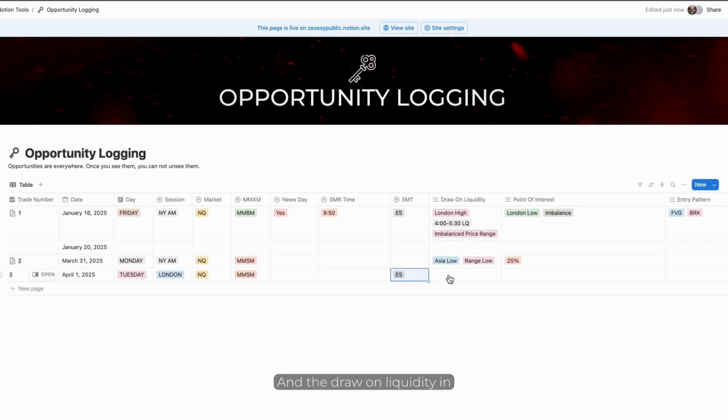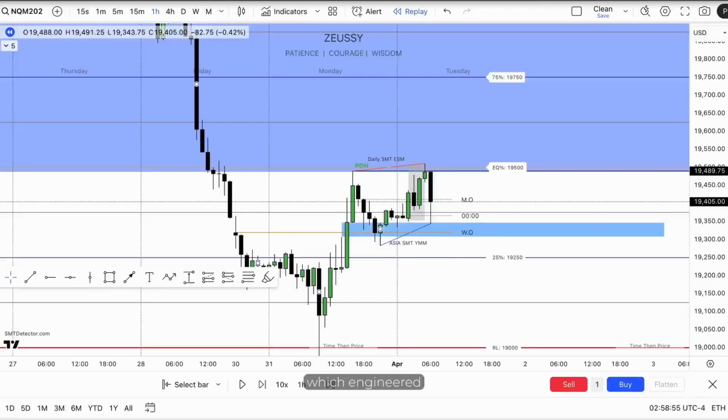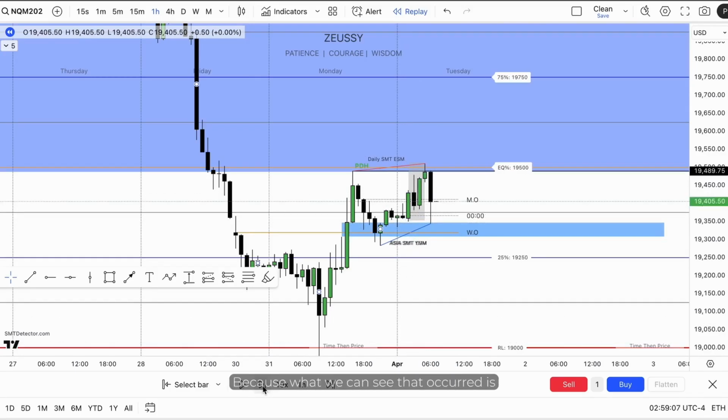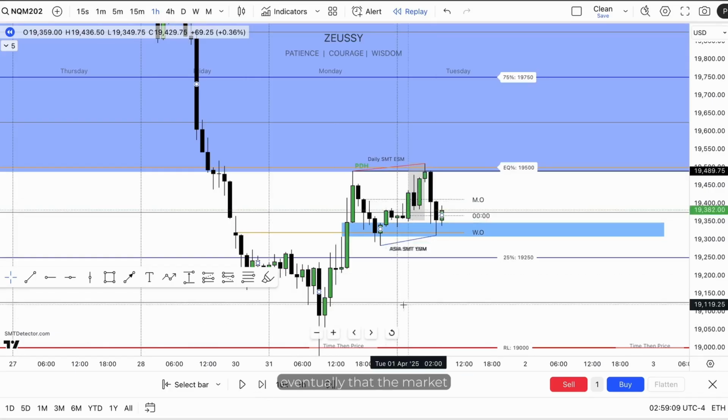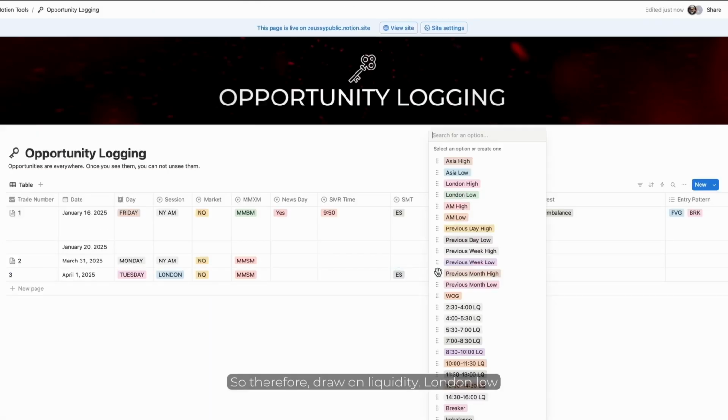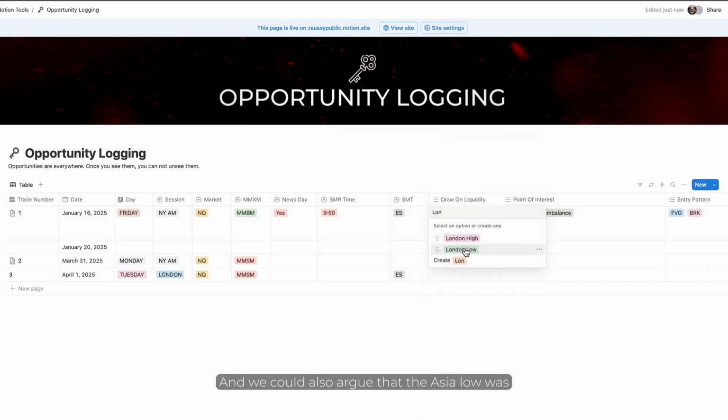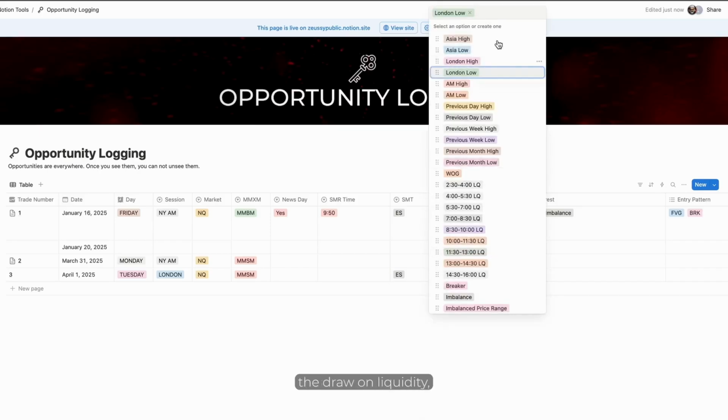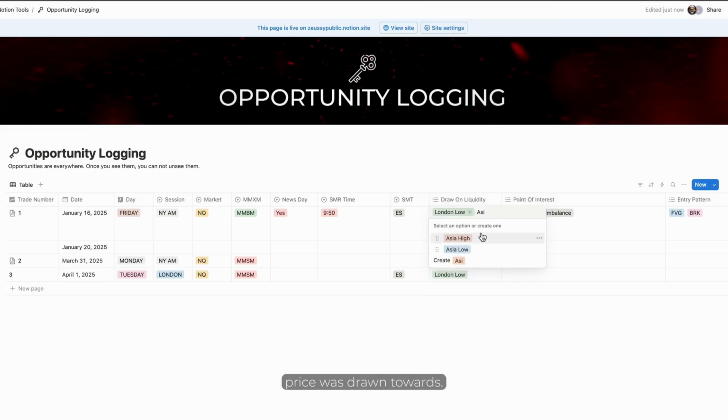And the draw on liquidity in this case was the following. The draw on liquidity was sell-side liquidity, which was engineered throughout this repricing higher. Meaning we can say that the low we were targeting was the current London low up until that point, because the market eventually expanded even lower, creating a new daily low. So therefore, draw on liquidity, London low. And we could also argue that the Asia low was the draw on liquidity, because that is what price was drawn towards.